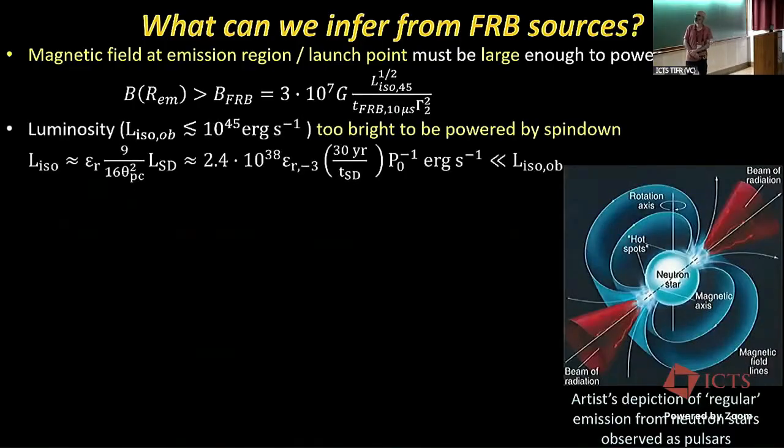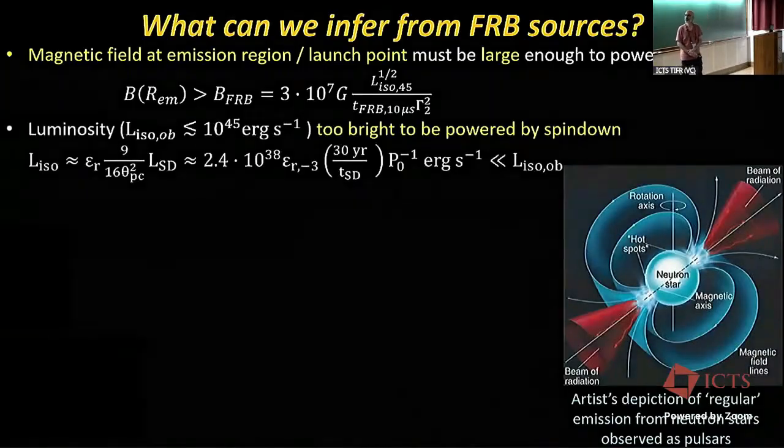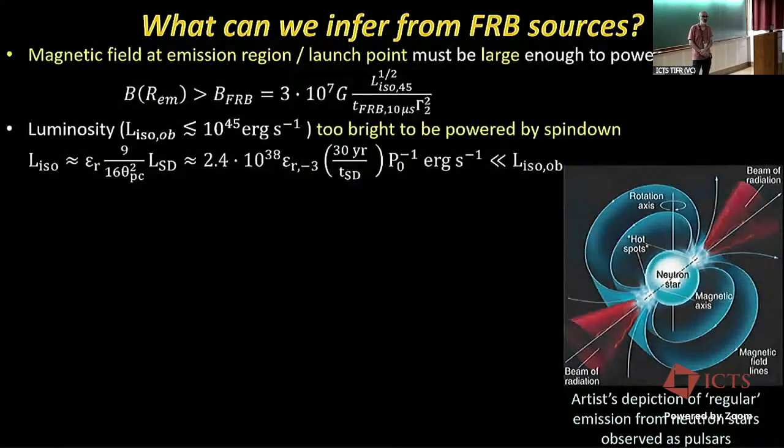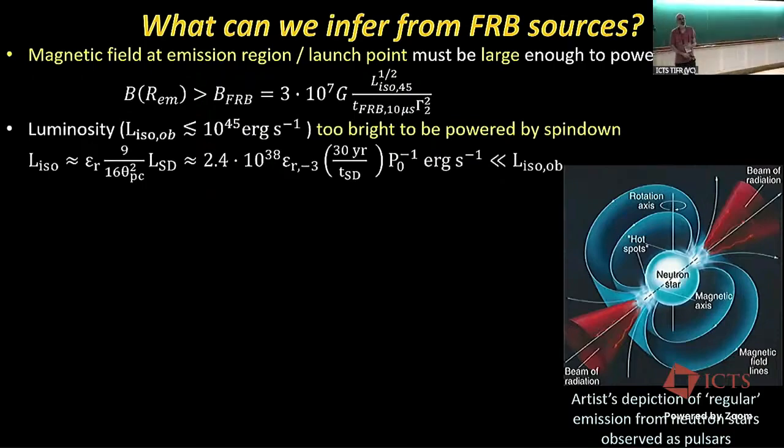Now we can do a bit better, and we will get back to this equation in a moment, by looking at the luminosity. So the luminosity is extremely bright. In extreme cases, it can be as bright as 10^45 ergs per second. And we can compare that with maybe the most natural source of energy that we can think of in neutron stars, which is the rotational energy.